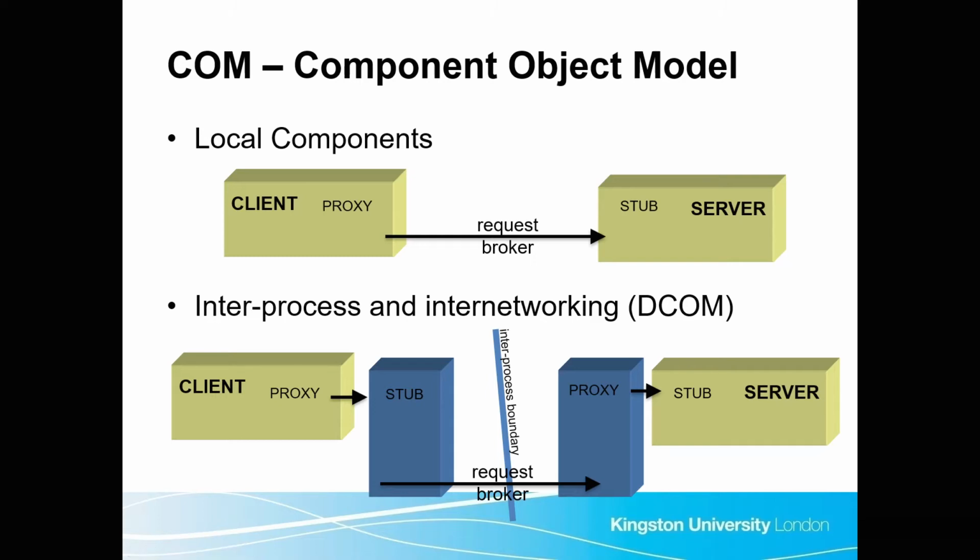The powerful aspect of this architecture is that the client is still communicating with a local proxy and the server is still communicating with a local stub. So you don't need any modification to the binaries of either the client or the server. You don't need to change anything in them. So the same module that works well in the local environment like this will be working well within the interprocessor internetworking structure like this one.